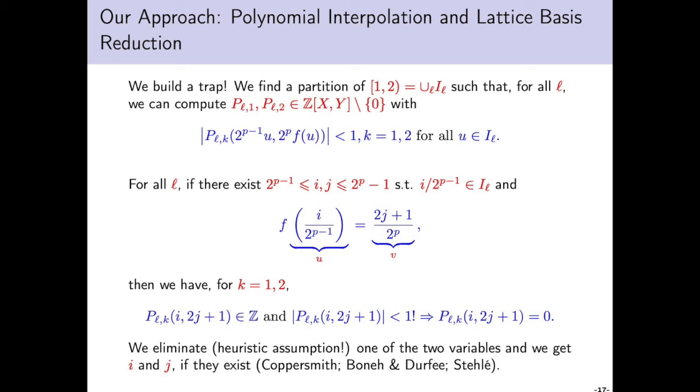The initial idea of this kind goes back to Coppersmith 20 years ago, who used it for cryptology. And Coppersmith, then Bonnet-Durfee and Stehlé, in works related to crypto or computer arithmetic, also use this heuristic assumption of algebraic independence. So this part will be heuristic.